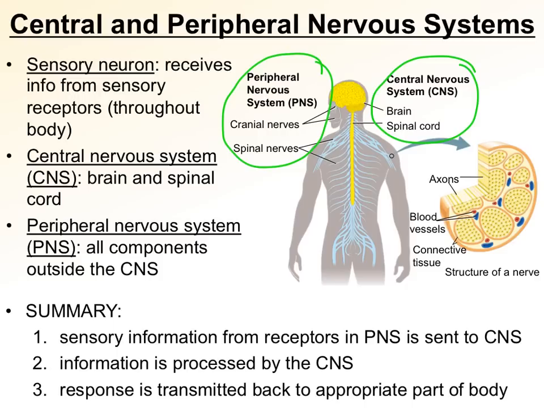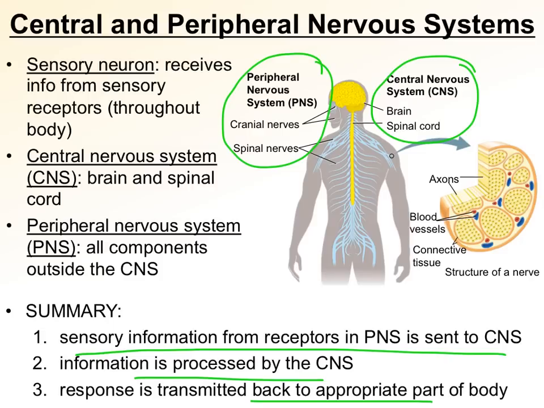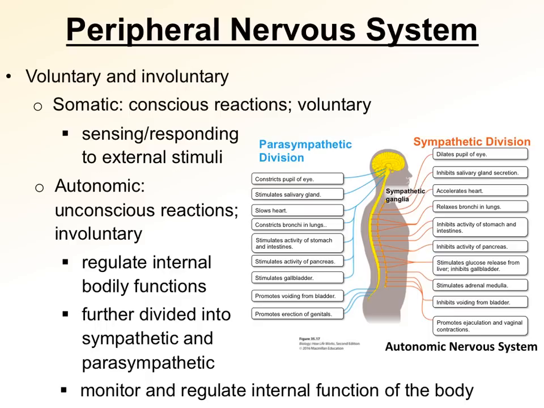So in summary, how this takes place: you're going to have sensory information from receptors in the peripheral nervous system that is sent to your central nervous system, that is then processed by your central nervous system, and then that can be sent back to appropriate parts of your body to cause actions to take place. So again, your central nervous system does its thing, it processes, but when we talk about the peripheral, that's anything outside of your central nervous system, and you're going to have both voluntary and involuntary components.